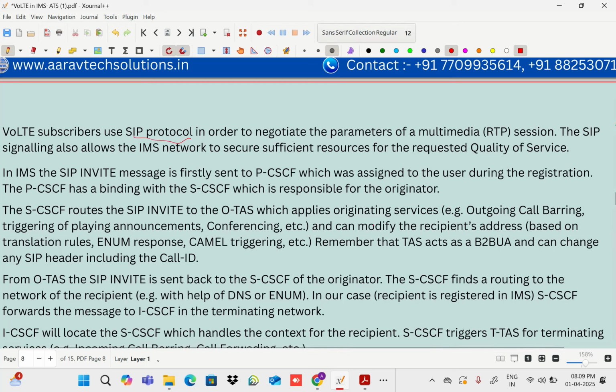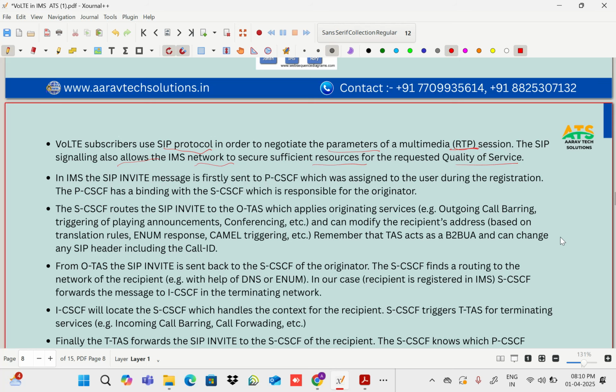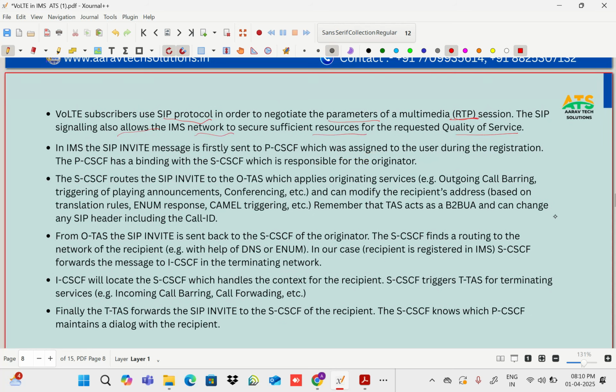IMS subscribers use the SIP protocol in order to negotiate the parameters of the multimedia RTP session. The SIP signaling also allows the IMS network to secure sufficient resources for the requested quality of service. In the IMS, the SIP INVITE message is first sent to the P-CSCF, which was assigned to the user during the registration. The P-CSCF has a binding with the S-CSCF, which is responsible for the originator.